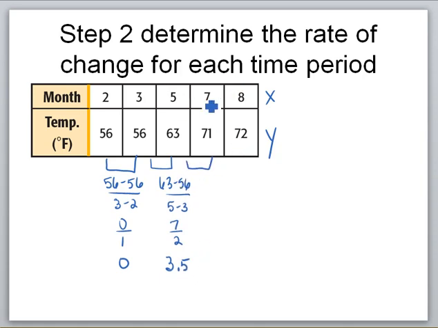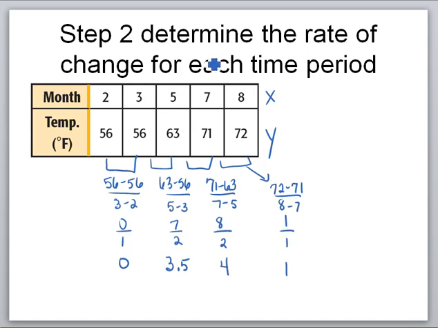From the months 5 to 7, the change in the y is 71 minus 63. All I'm doing is subtracting those two values, and then I'm going to subtract 7 minus 5. So this value gives me an 8. 8 over 2 is actually 4. So the rate of change is 4. What that really refers to is 4 degrees per month. The last one, the change in y would be 72 minus 71 over the change in x, 8 minus 7. That gives you 1. 1 over 1 is 1.